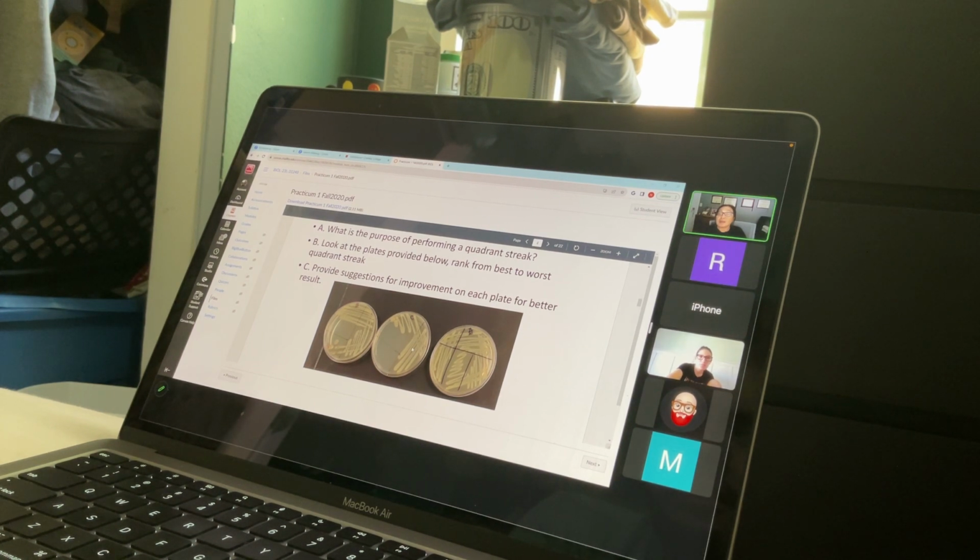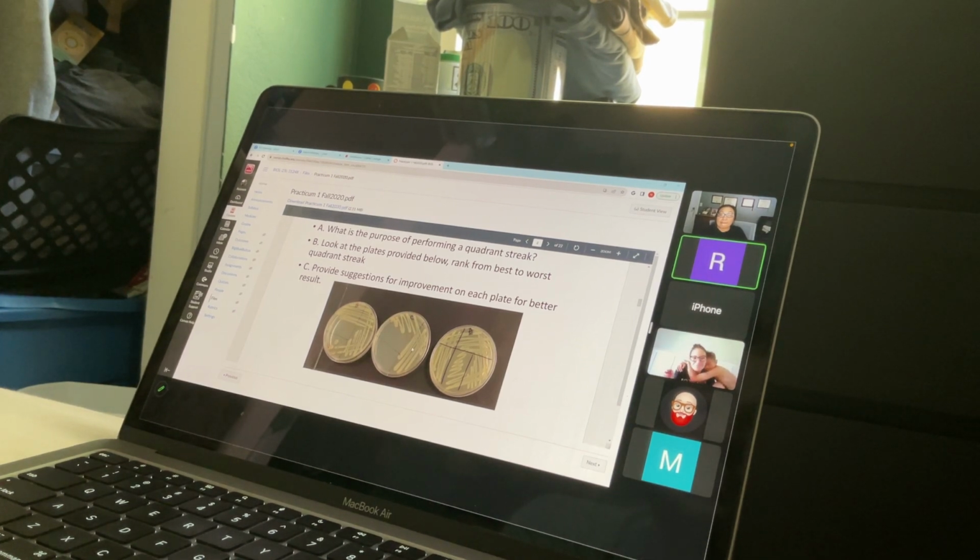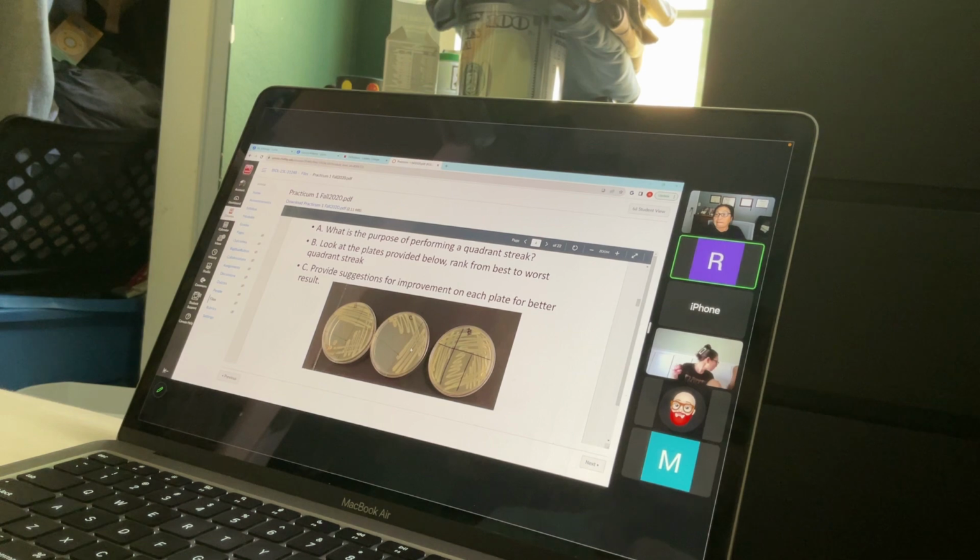To be honest, if I'm looking at this, yes, you're right. The best one would be B, but then you have to tell me why you picked B. Because they got single colonies. For A, at least they backtracked to fill in all the quadrants. But for C, I think they heated up their loop too much and they didn't backtrack, so there was no growth at all in the other two quadrants.